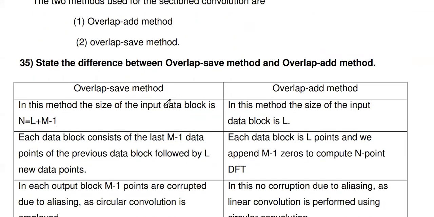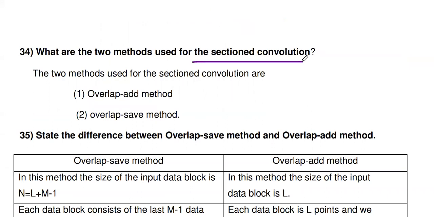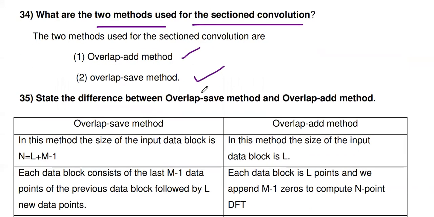Then, what are the two methods used for sectioned convolution? One is the overlap add method and the other is the overlap save method. These are the two types of sectioned convolution. We already solved four problems related to the overlap add and overlap save methods. It's a very important big question.